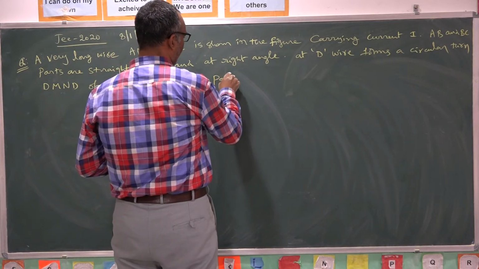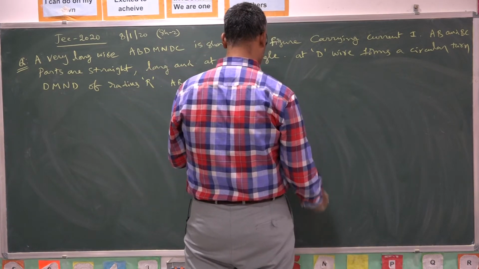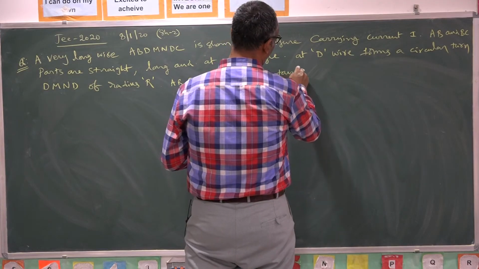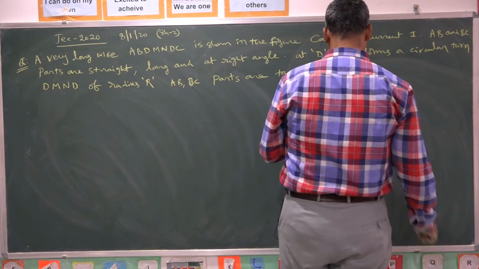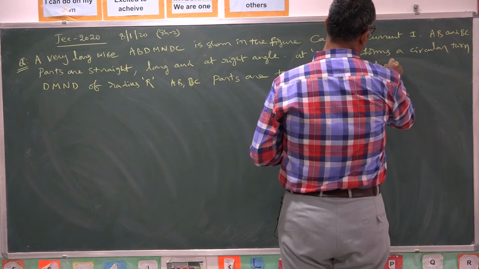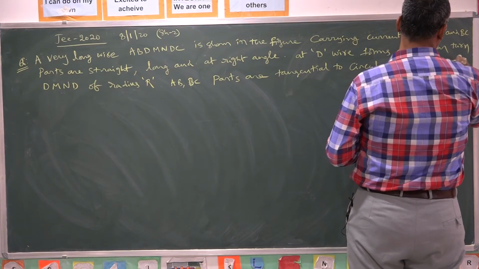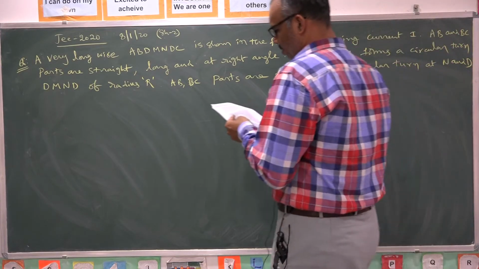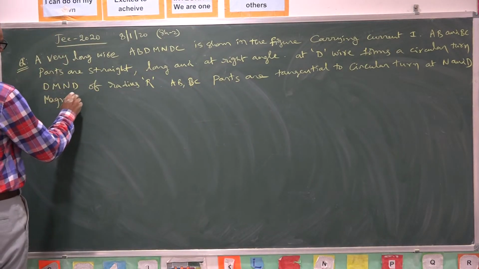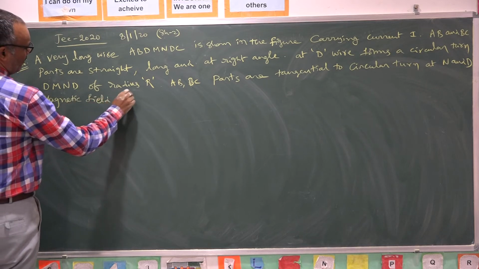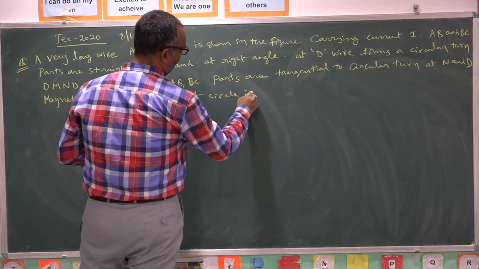Parts are tangential to the circular turn at N and D. Magnetic field at the center of the circle is... this is the question.